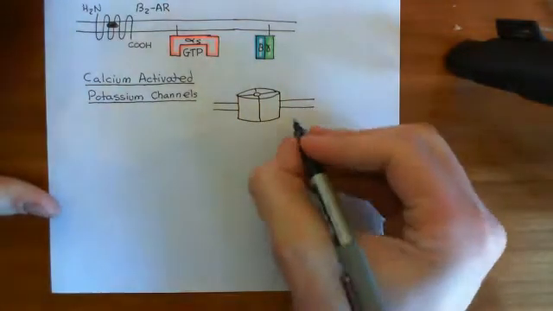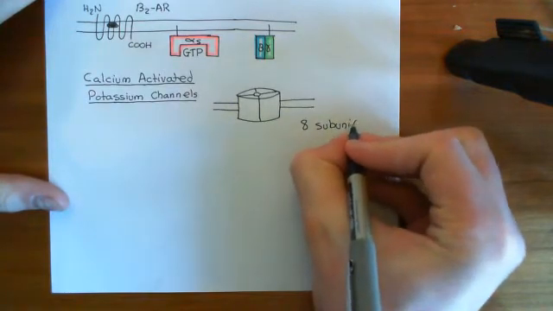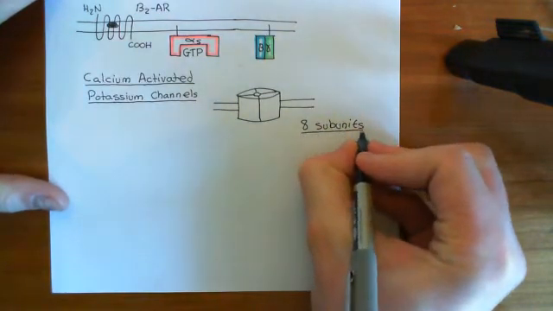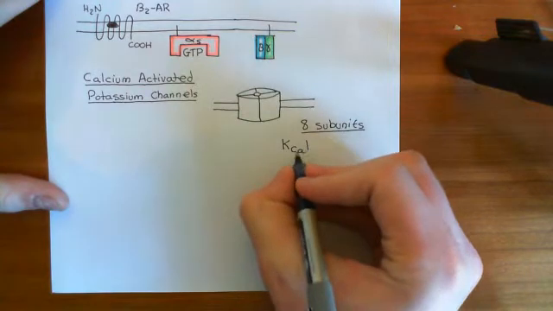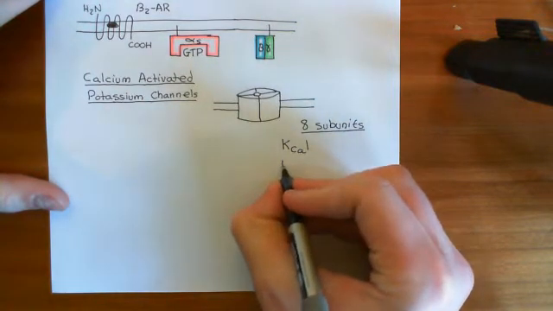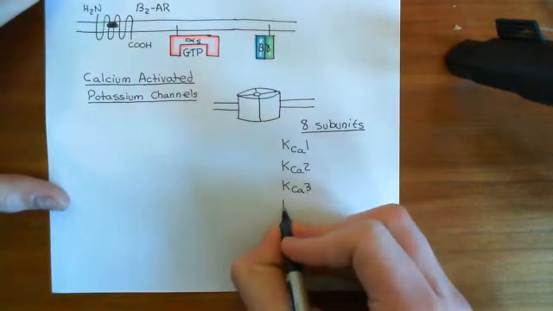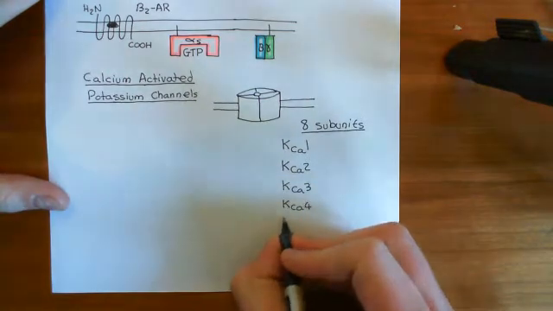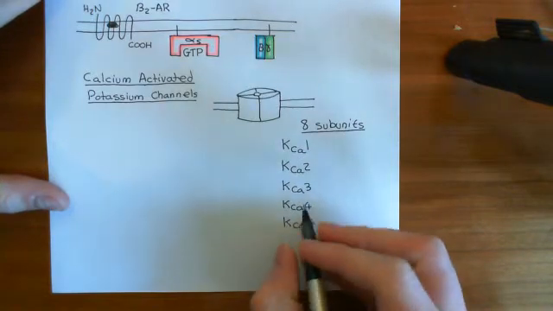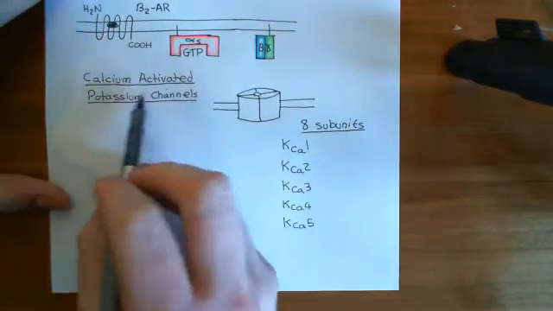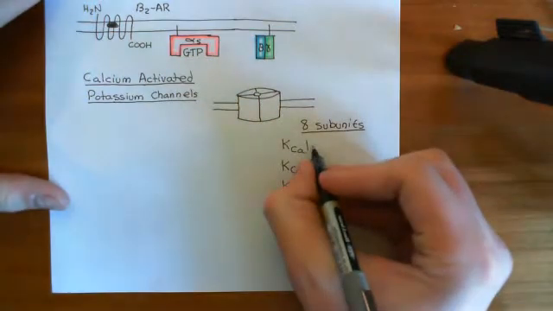It's not that simple. Instead, there are 8 different subunits of calcium activated potassium channels, and these are grouped into 5 families. We call them the KCA1 family, which is the calcium activated potassium channel 1 family, the KCA2 family, the KCA3 family, the KCA4 family, and then the KCA5 family. As we'll see, KCA4 and KCA5 are a bit of a misnomer. They shouldn't really be in the family of calcium activated potassium channels because they're not actually activated by calcium, but never mind, we'll come back to that in a moment.